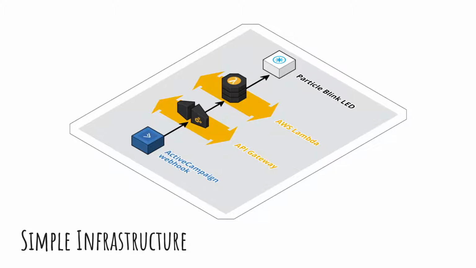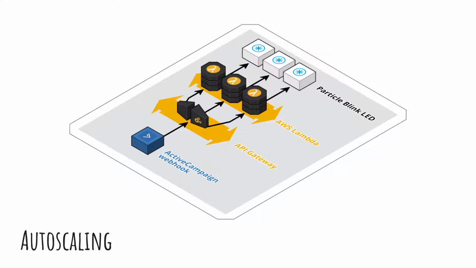So ActiveCampaign will send a webhook when a deal is marked as won. That will hit API Gateway, and API Gateway will then inform AWS Lambda to do some work. AWS Lambda will transform the request and then send another post request on to Particle telling us to flash the light. And this is what it would look like if we were closing so many deals that we couldn't handle it. AWS Lambda would just scale horizontally in order to accommodate as many requests as we needed.